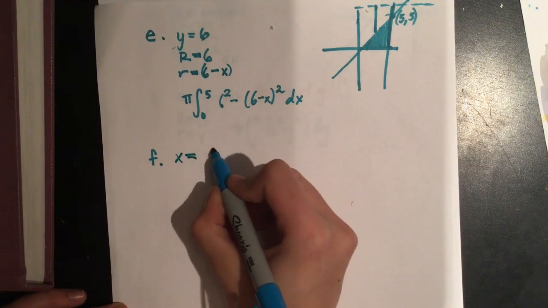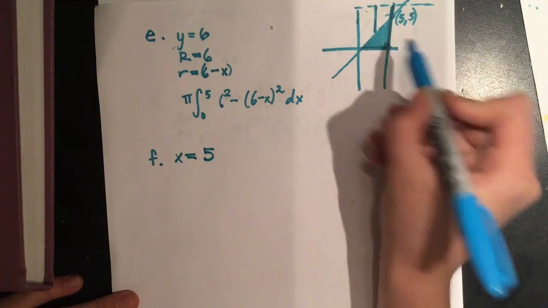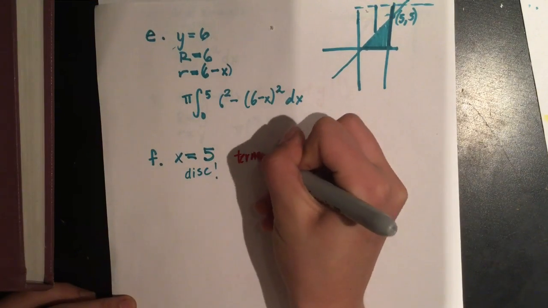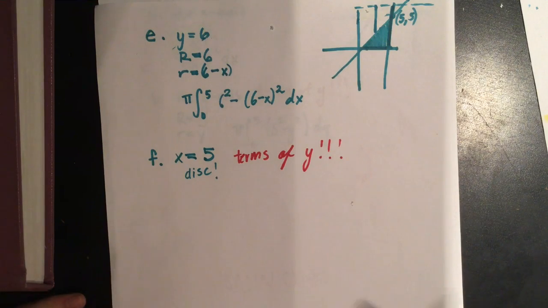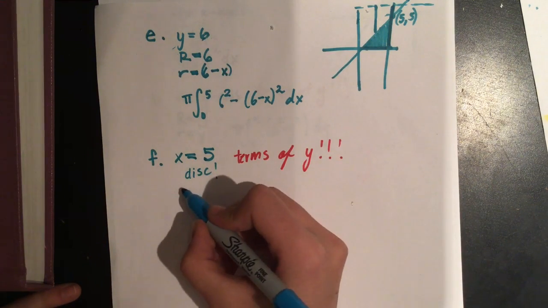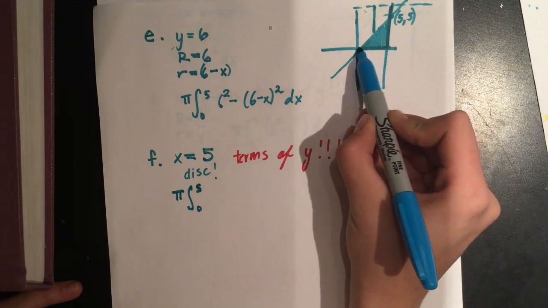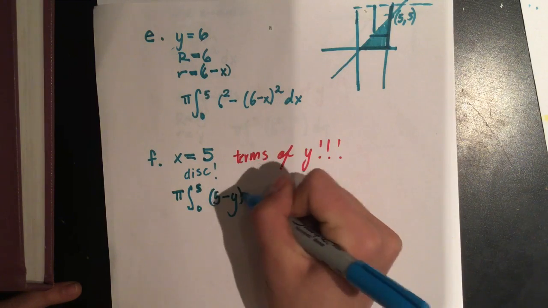For the final part F, we're going to have x equals 5 as our axis of rotation, and since the solid lies against it, it's going to make it a lot easier, and that's going to be a disk. But it's a vertical line, so we have to make sure that everything is in terms of y. That's always going to be important when we have a vertical line. Now, all we have to do is find the one radius that applies for this rotation. Since it's a disk and not a washer, it makes it a lot easier. So put that in and we got it.